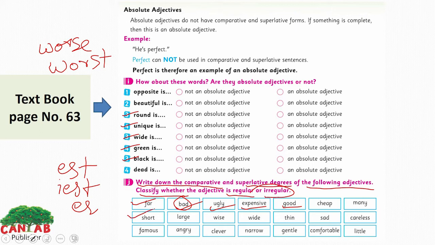Here short is regular: short, shorter, shortest; large, larger, largest. These are regular adjectives here. Comfortable is also regular here: more comfortable, most comfortable. So it's your task to find out which of these are regular and irregular adjectives and also write their comparative and superlative degrees.